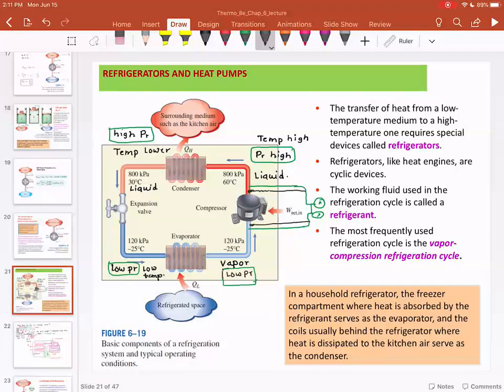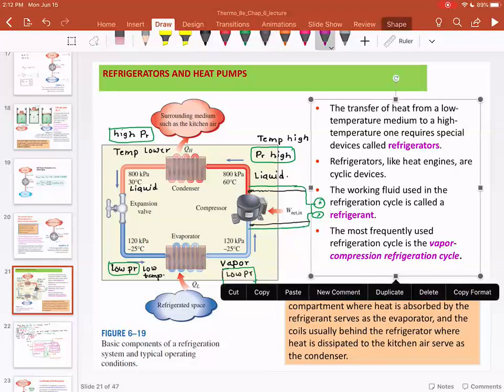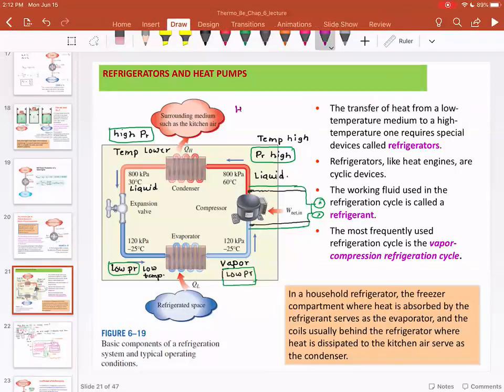This compressor is completely sealed and is called a hermetically sealed compressor. The reason it is completely sealed is because refrigerants are very notorious. They can leak through a very teeny tiny opening.